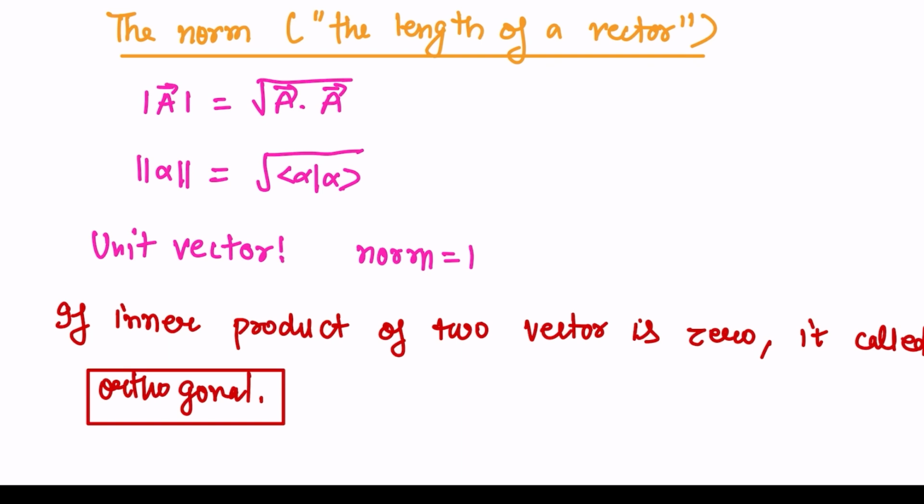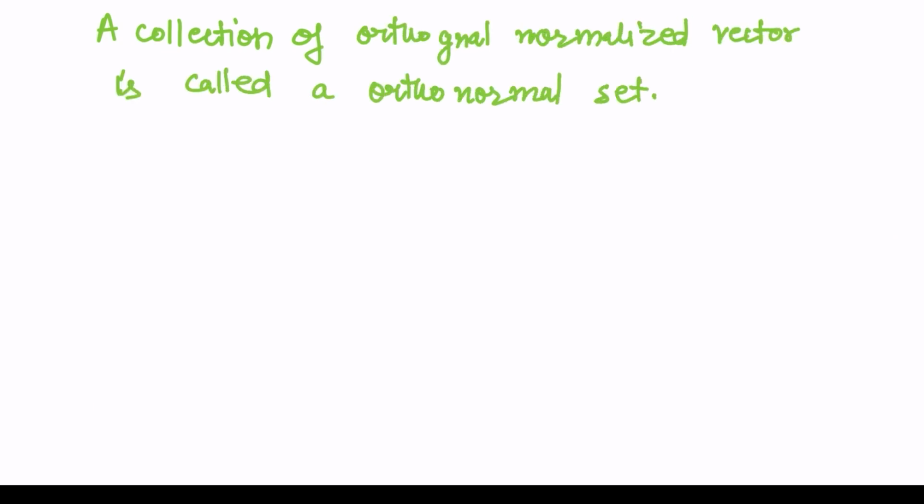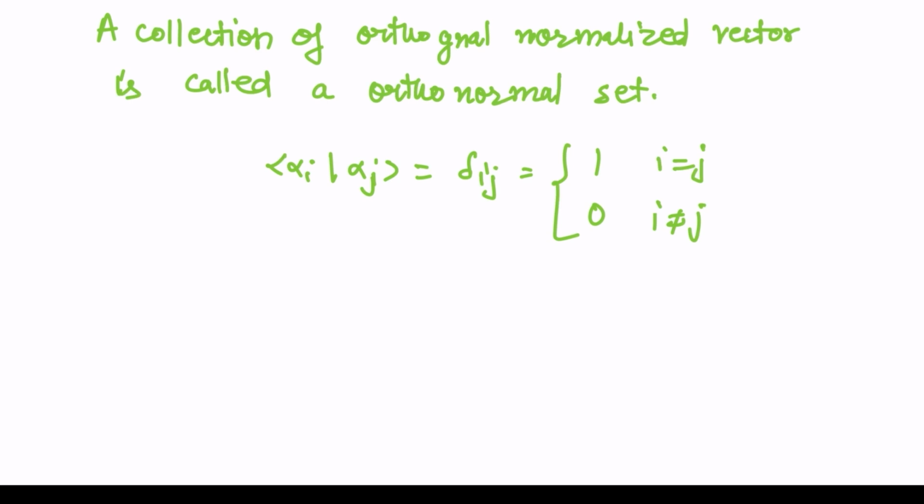So if we want to combine this notion of normalization, and it's very common to combine the notion of a unit vector and the notion of orthogonal, I will explain why. Even in 3D, we want an orthonormal set, which are normalized and orthogonal to each other.